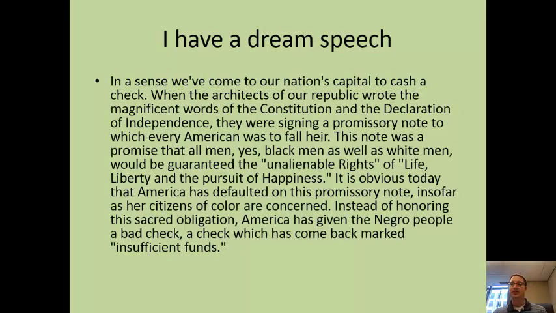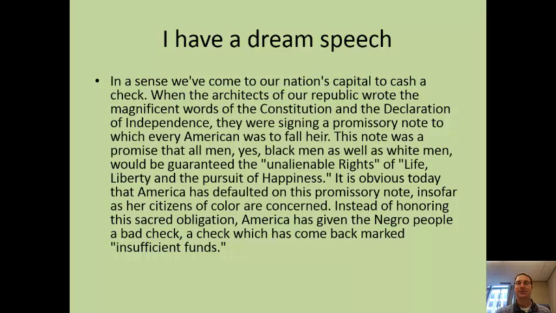So when Martin Luther King Jr. gives his "I Have a Dream" speech, he says, in a sense, we've come to our nation's capital to cash a check. We wrote this check that said life, liberty, and pursuit of happiness in the Declaration of Independence. And when the architects like Thomas Jefferson wrote the words of the Constitution and the Declaration of Independence, they were writing a check that every American could cash, right? Promise all men, yes, even black men as well as white men, would be guaranteed unalienable rights of life, liberty, and pursuit of happiness.